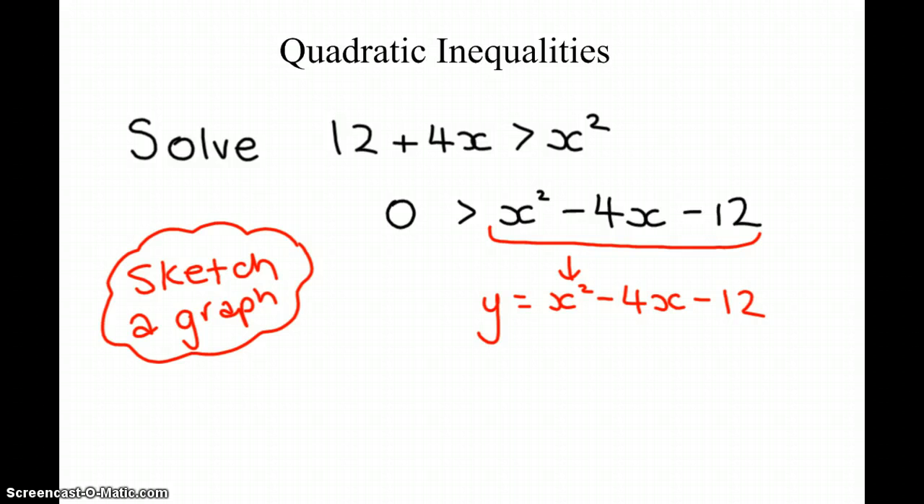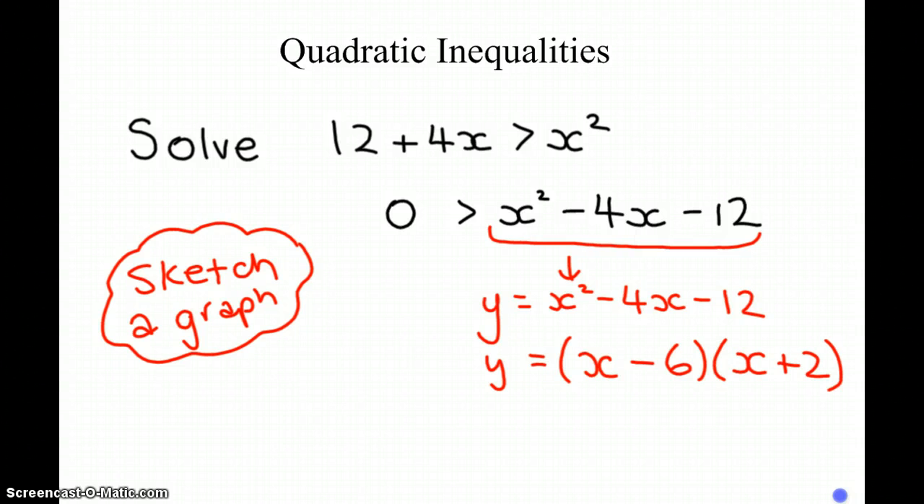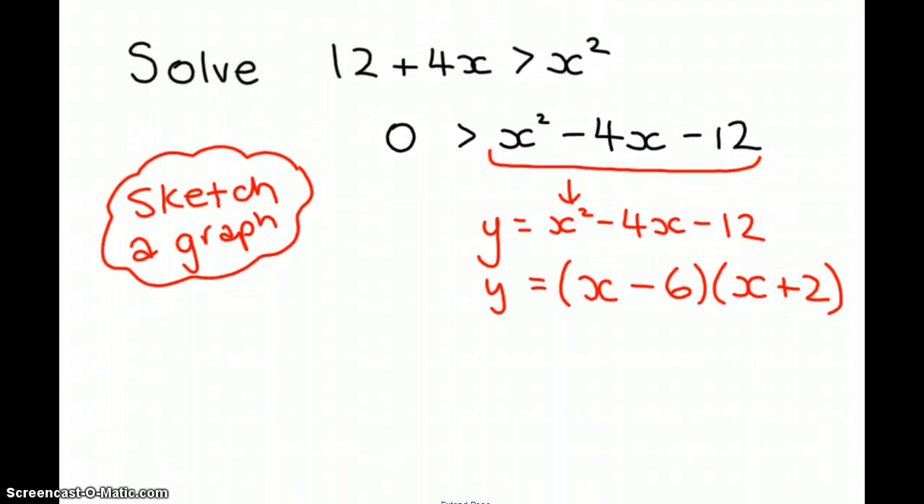And I know to sketch the graph, if I factorize this, then I'm going to get x minus 6 and x plus 2 will be my two brackets, sorry, if this is factorized. So I know that this graph crosses the axes at 6 and minus 2.